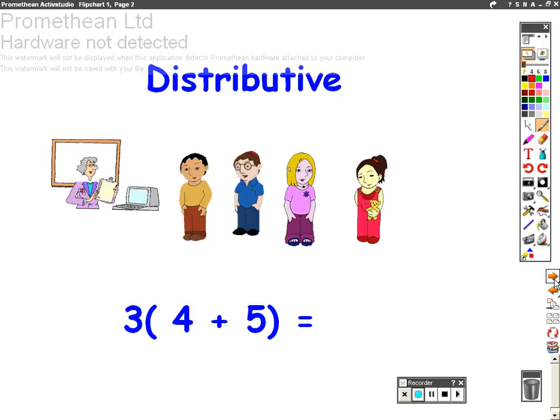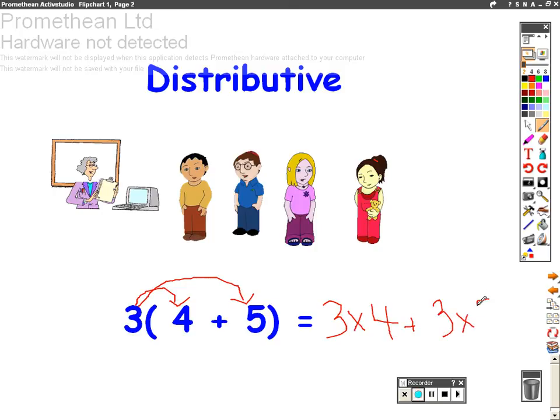The next property we're going to look at is distributive. And I think of this as your teacher handing out papers to you. So the teacher is going to hand out 3 papers to student number 4 and 3 papers to student number 5. So this is 3 times 4 plus 3 times 5.